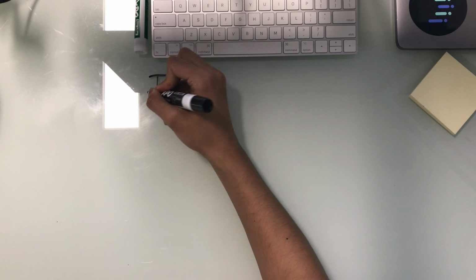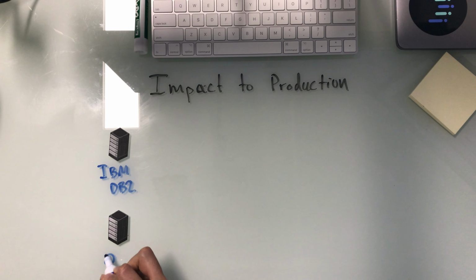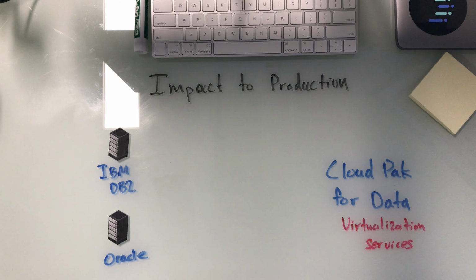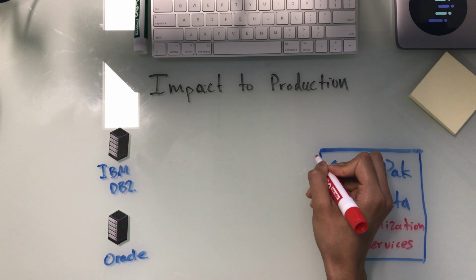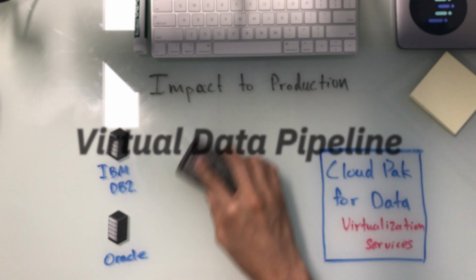A common area of concern to database administrators can be the impact to their production systems that now have to support platforms querying against them. We understand this concern and provide a solution to minimize impact to production. Rather than our virtualization platform directly querying critical data systems, we bring the ability to build virtual data pipelines.